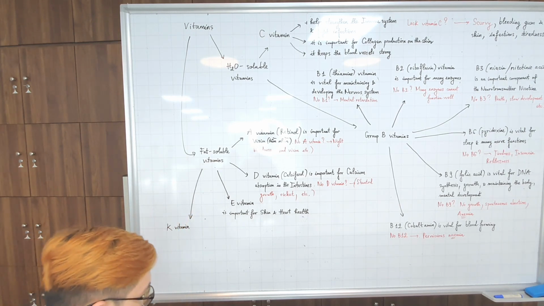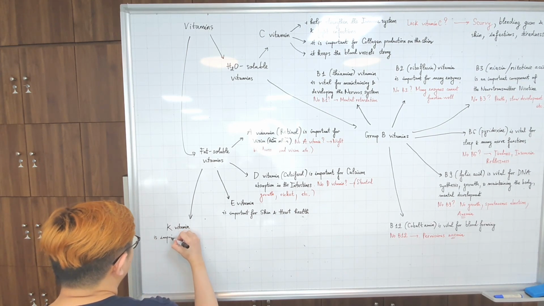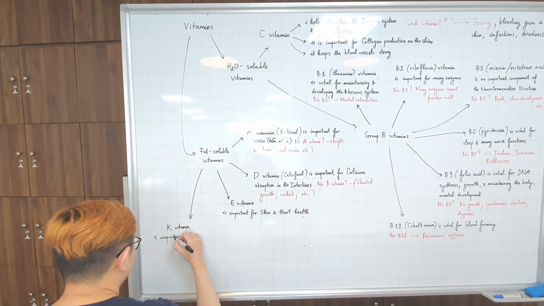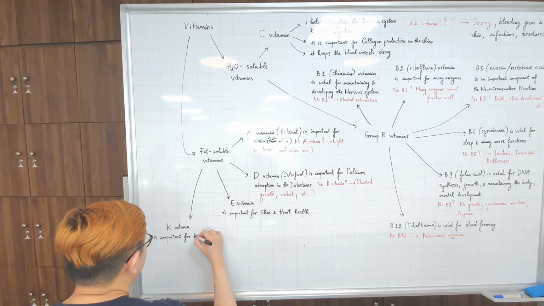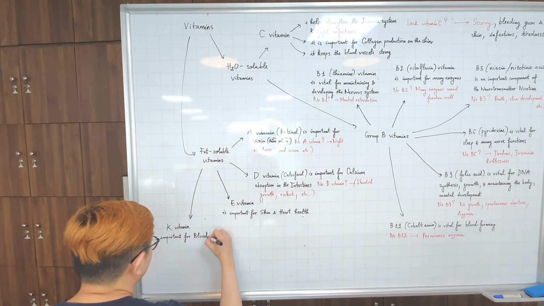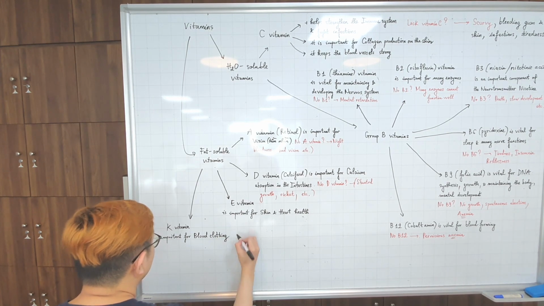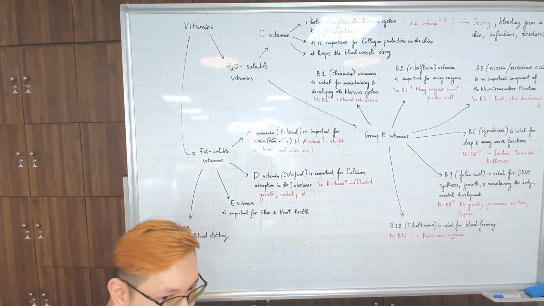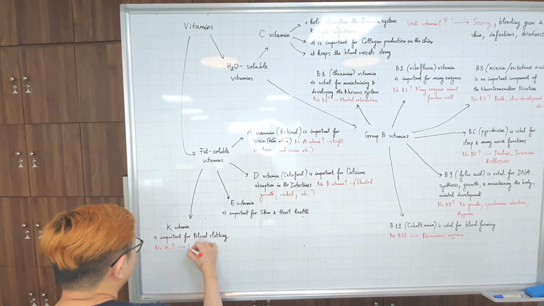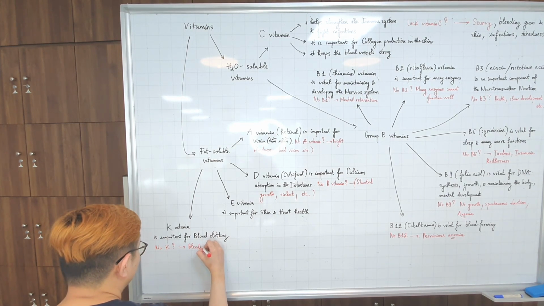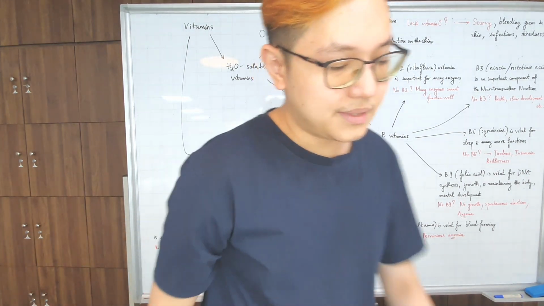Yeah. K vitamins, it's important for blood clotting. Nó gọi là sự đông máu, blood clotting. Không có nó sẽ bị chảy máu. So no K, bleeding. Blood clotting. Đơn giản nha. It's just like that. Okay. That's all the vitamins.